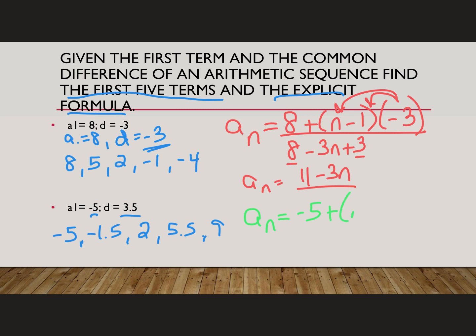Then when I want to write my formula again, A sub n equals my first term, negative 5, plus n minus 1 times 3.5. And again, I can just leave it like that, or you can go ahead and simplify it out. Okay, so go ahead and work on these on your own, and I will see you all in class.